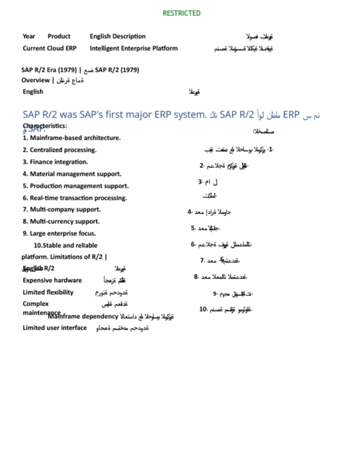This system supported complex needs like finance integration, material and production management, and real-time transaction processing. But it came with some clear limitations: expensive hardware, limited flexibility, and a user interface that was far from user-friendly. It was designed for large enterprises, but maintenance was complex and costly.